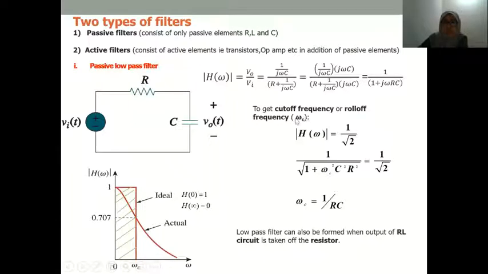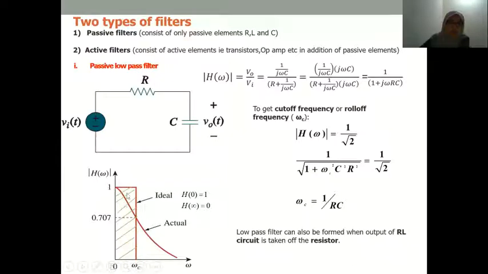To get the cutoff or roll-off frequency omega c, the magnitude is equivalent to 1 over square root of 2. At this frequency, 1 over the square root of omega c squared R squared C squared plus 1 squared is equivalent to 1 over square root of 2. So finally, your omega c is 1 over RC. The low pass filter can also be performed when the output of an RL circuit is taken off the capacitor.